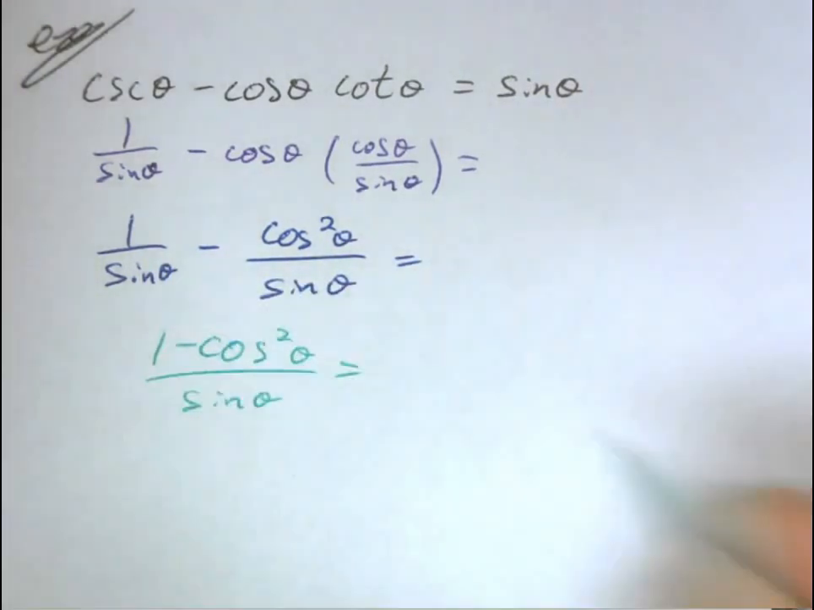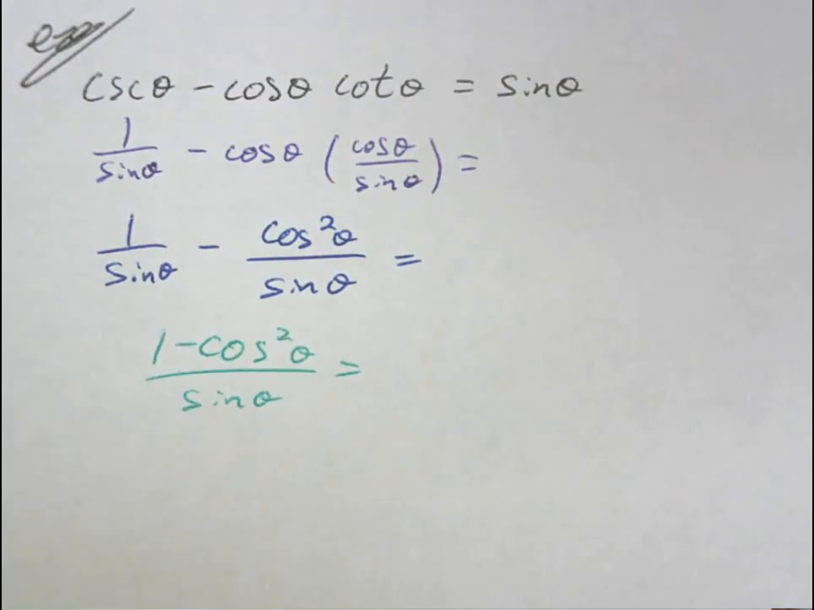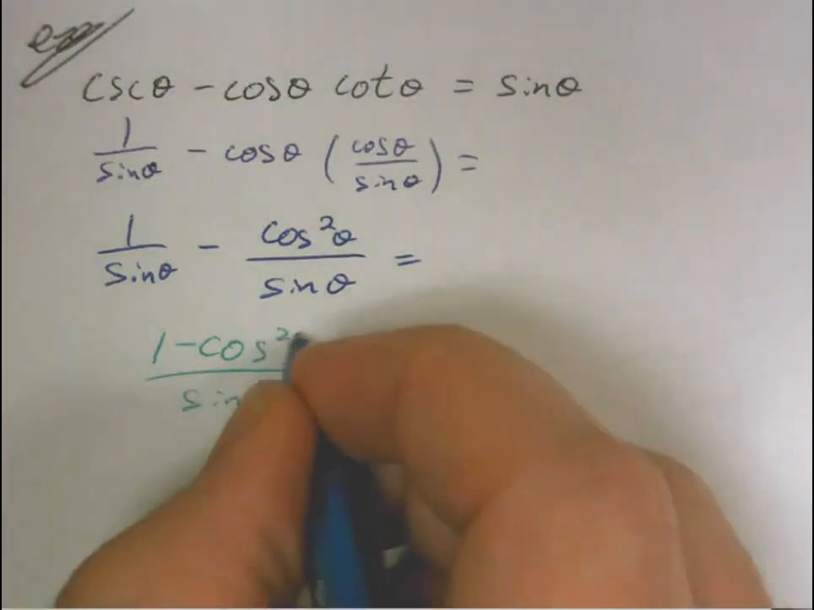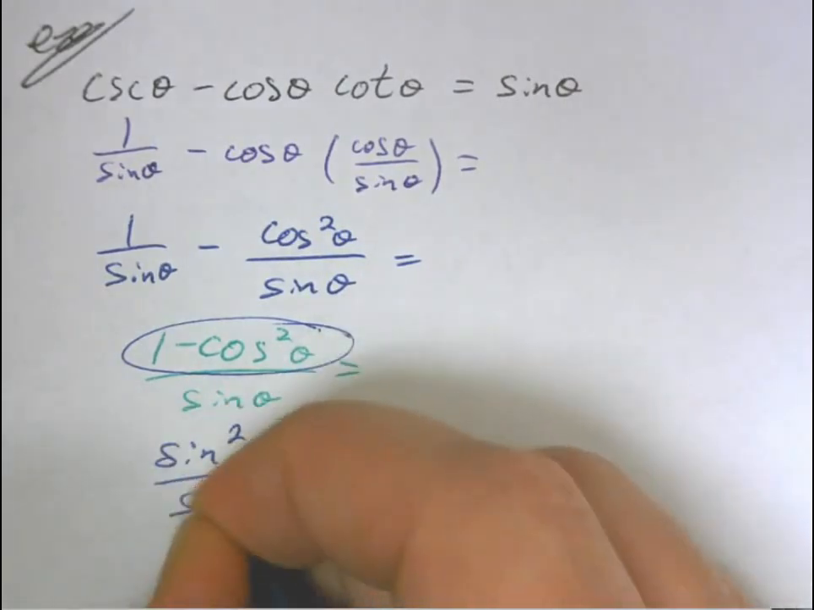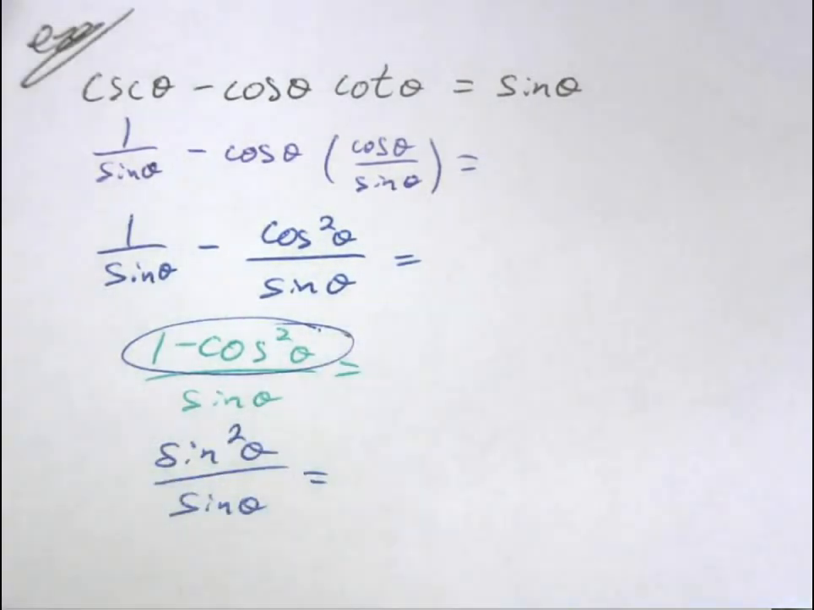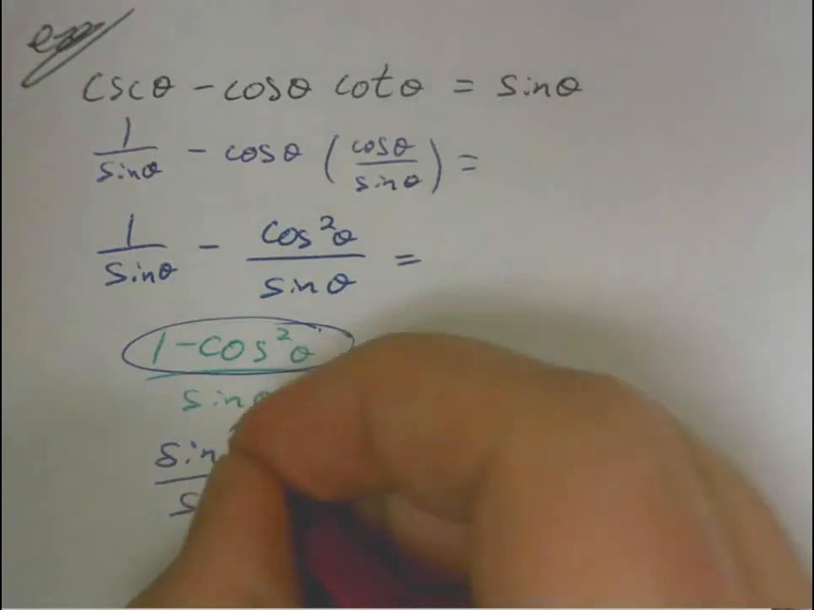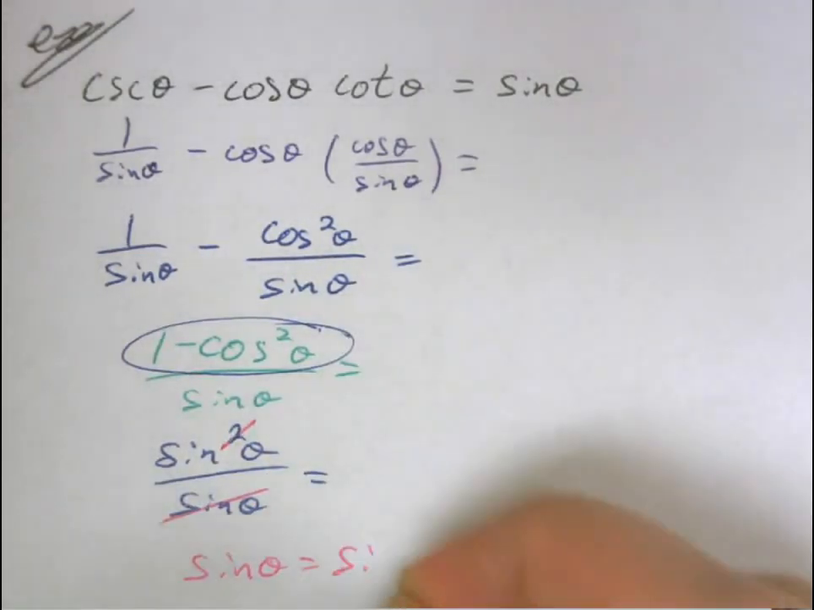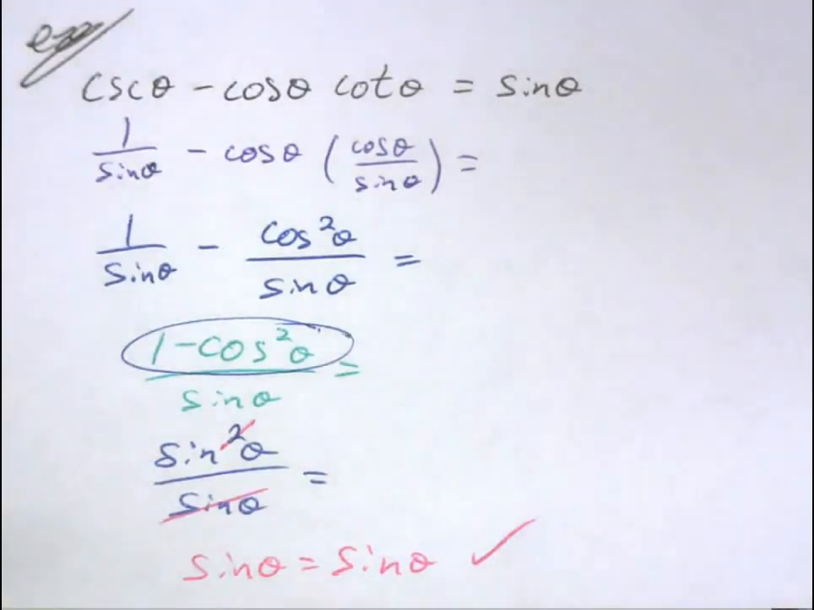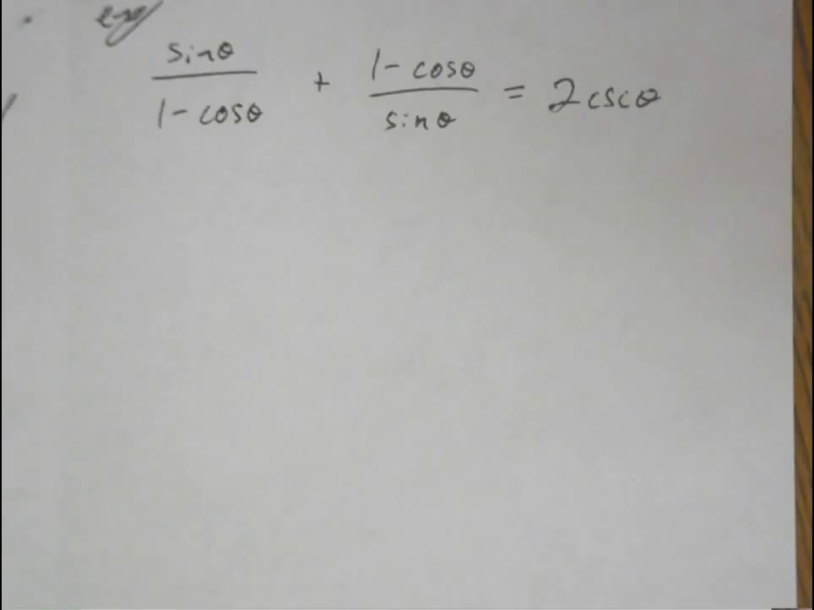And I know 1 minus cosine squared is sine squared theta. So I can say this is sine squared theta over sine theta equals the other side. And hey, sine squared divided by sine is just sine theta equals sine theta. And it is verified. All right, we got another one. I only have 1, 2, 3, 4 more for you guys, so we're almost there.